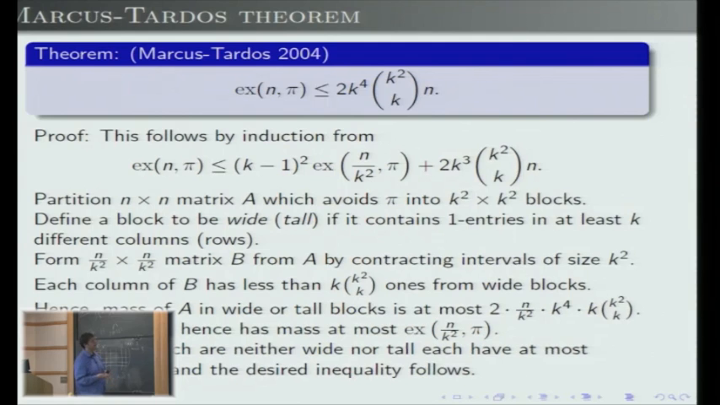OK, so using this notion of interval minors, you don't have to make these blocks k squared by k squared. You can make them much bigger and change your definition of wide and tall. It'll be wide or tall if it contains at least s columns with ones in them, or s rows, and you'll make the blocks s squared by s squared. You can try some similar arguments, and with interval minors, you can use this idea to get an exponential bound in k in front of n instead of exponential in k log k, just by changing the parameters here, the size of the block and the definition.